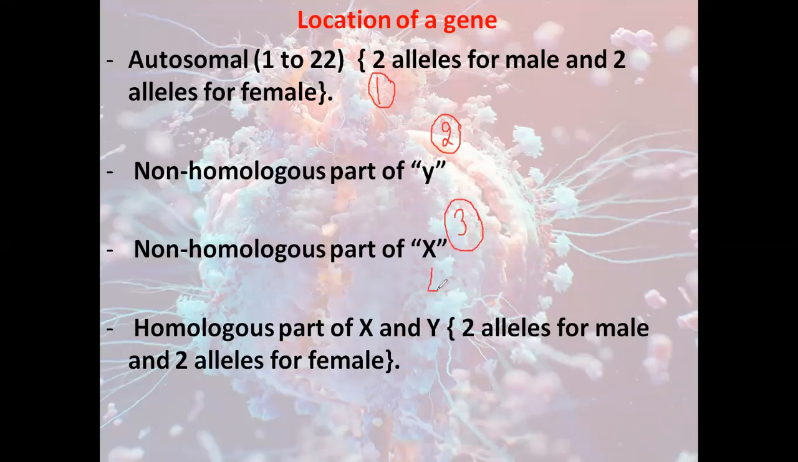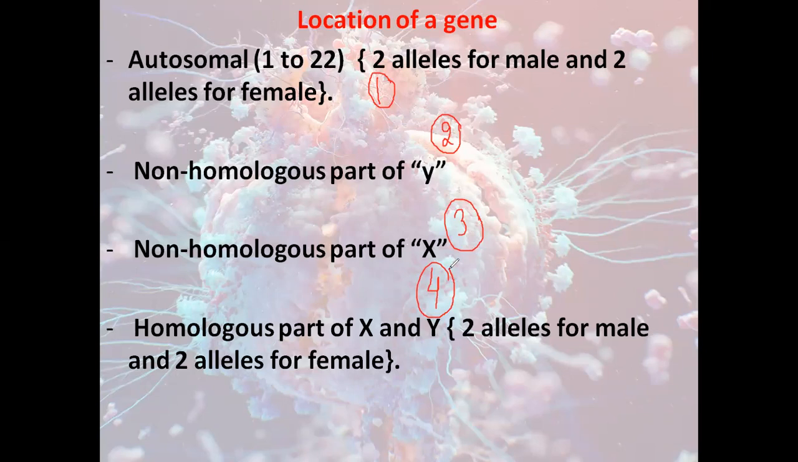And number four, the homologous part of X and Y. So here we have four cases. How can we prove these cases? How can we prove one of them? And what should we do? In order to prove one, we have to deny the others.